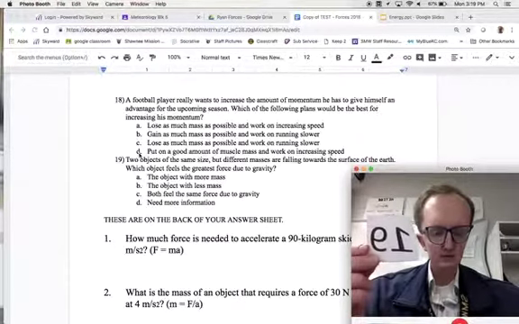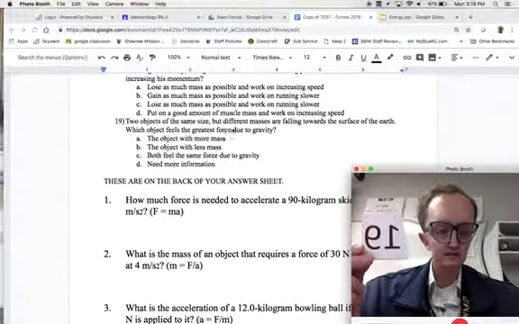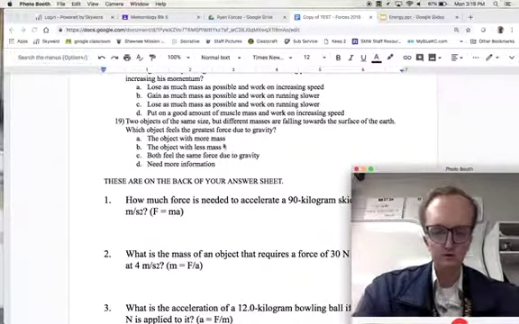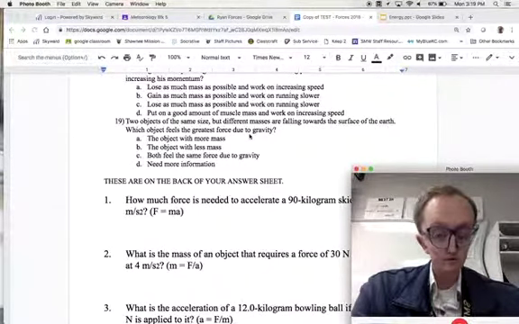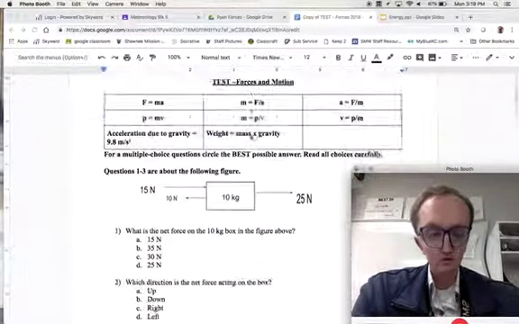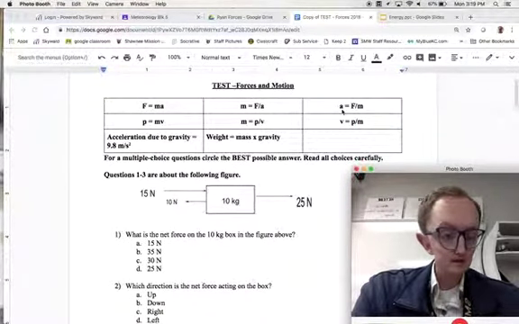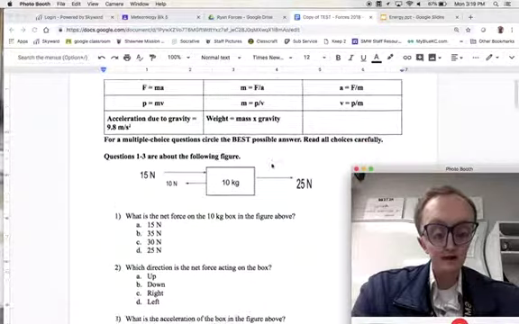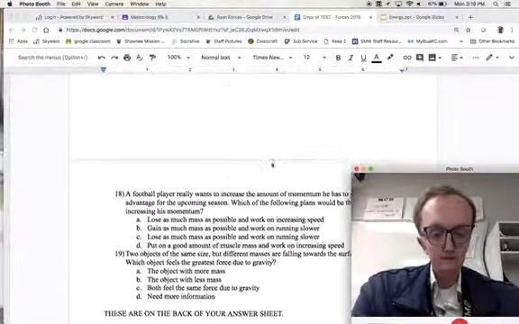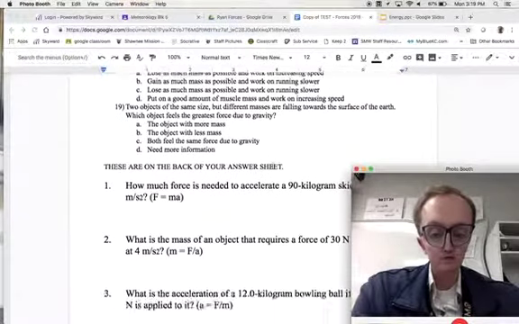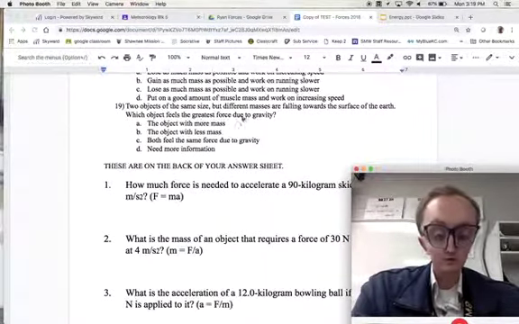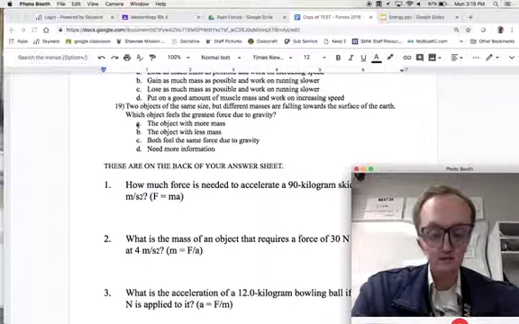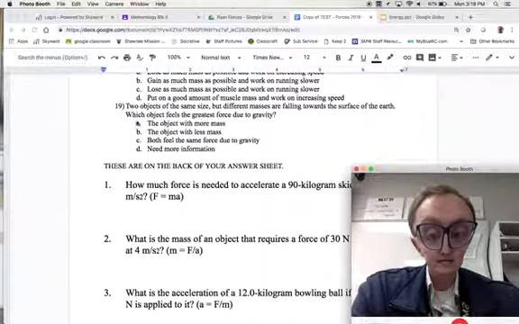Last one, question 19. Two objects of the same size but different masses are falling towards the surface of the Earth. Which object is going to feel the greatest force due to gravity? Well, let me scroll back up here to the top. Both of those objects are going to have the same acceleration. The only way for a very massive object to have the same acceleration as a very small object is if the force is different. If you have a large mass, you have to have a large force. If you have a small mass, then gravity pulls with a small force. So, which one feels the greatest force due to gravity? It would have to be the object with more mass in order to get them both to fall at the same rate. 19 is A.